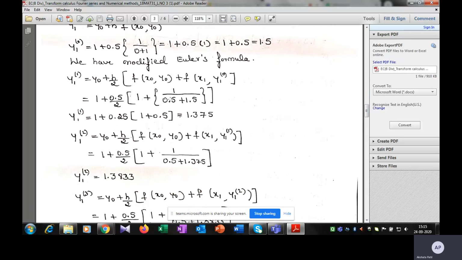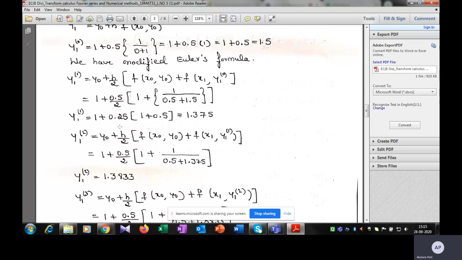So 1 divided by x1 means 0.5 plus y1 of initial approximation, which we already obtained by using Euler's formula. The y1 initial approximation value we get here is 1.5. So use this value in the first approximation of the modified Euler's method. Okay, so x1 is 0.5 plus y1 of initial approximation, which is 1.5.